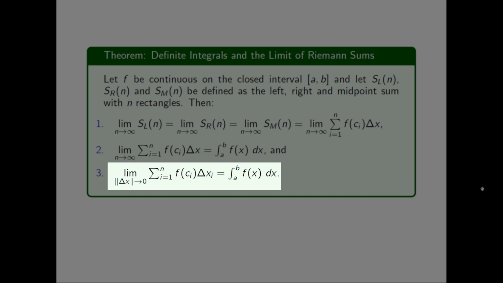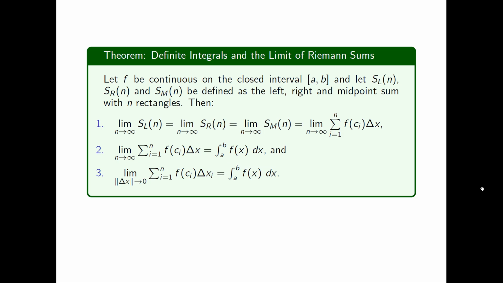What number 3 says here is basically the same thing written a different way. Instead of saying we take infinitely many rectangles, we're saying we take the width of each rectangle going to 0. But of course that has the same effect of giving us the area under the curve, which is this definite integral from a to b of f of x. Okay, so there's a lot going on there. We'll maybe try an example.